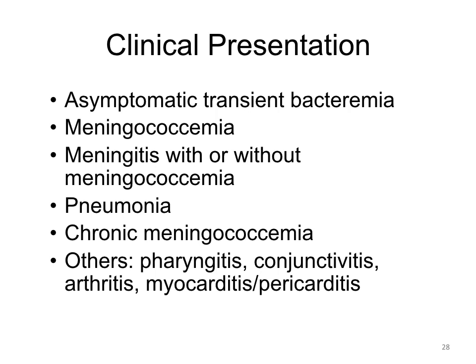You can have various types of clinical presentation, from asymptomatic transient bacteremia to the two most important forms of invasive disease, sepsis or meningococcemia, and meningitis. Meningitis may be present with or without meningococcemia. Pneumonia may be produced commonly by serogroup Y. Chronic meningococcemia is rare, but it can infect other organs. You may have pharyngitis, conjunctivitis, arthritis, and as I mentioned, myocarditis as well as presentations.